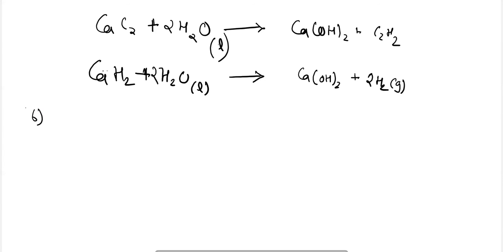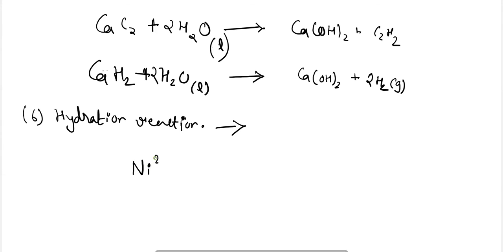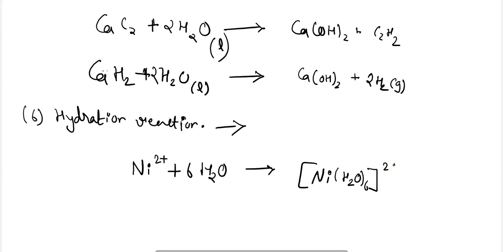Next is the hydration reaction. So water has a strong ability to form compounds with metal salts. Okay, they can combine with metal salts to form hydrates. For example, Ni2S plus 6 molecules of water will form metal salts that are termed as metal hydrates.